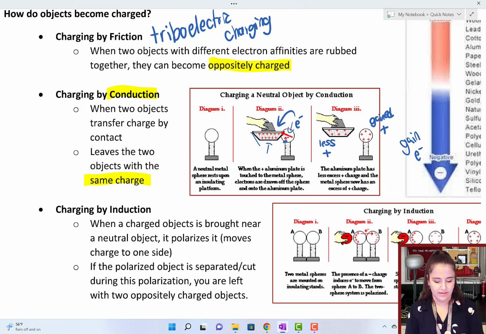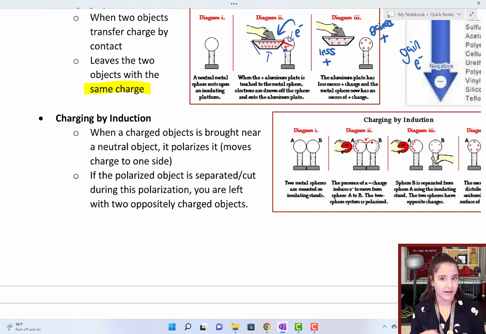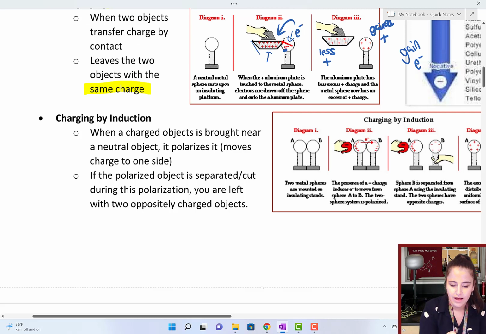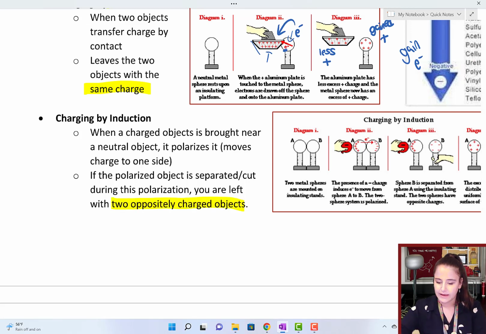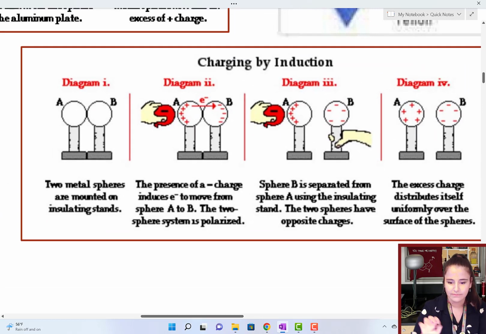Now, another way that we will see things is charging by induction. So when a charged object is brought near a neutral object, it polarizes it, aka moves that charge to one side. Then if that polarized object, say it was one object or maybe it was two spheres touching each other, if they're separated during the polarization, you can be left with two oppositely charged objects. And here's a little diagram of how that happens. We have neutral spheres. They are neutral.